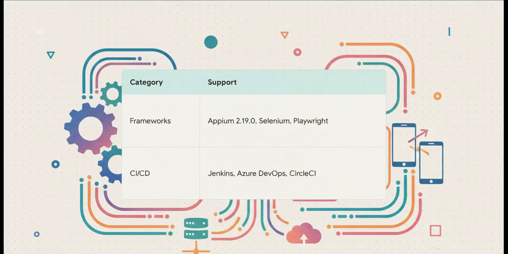Of course, none of this matters if it doesn't play nicely with the tools you're already using, right? Well, App Automate supports all the latest frameworks like Appium and Playwright, and it integrates with all the big CI/CD pipelines, Jenkins, Azure DevOps, you name it. It's really built to just drop right in.